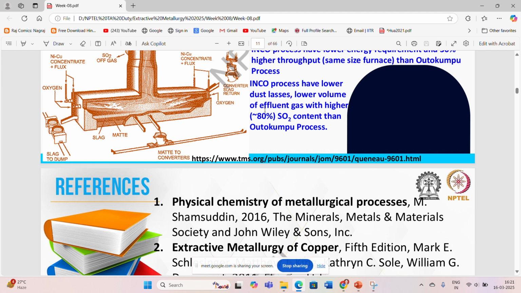We are using pure oxygen for the oxidation roasting process. Due to the use of pure oxygen for the oxidation roasting process, the resultant effluent gas will contain a higher amount of SO2, which can be easily converted to H2SO4, producing a byproduct during the whole processing.